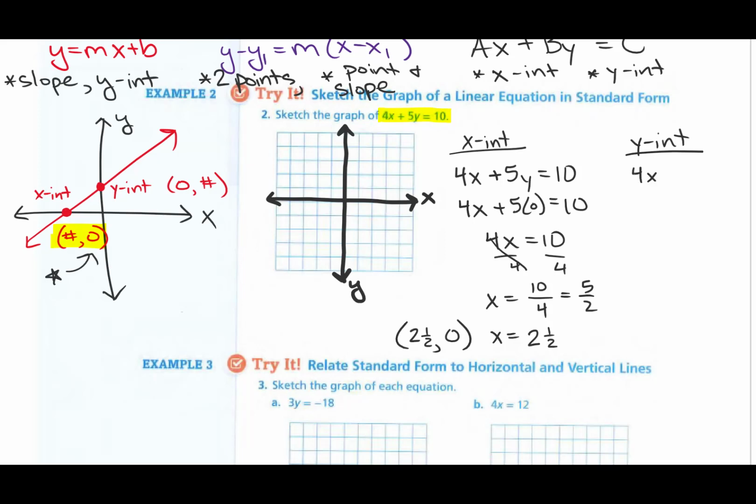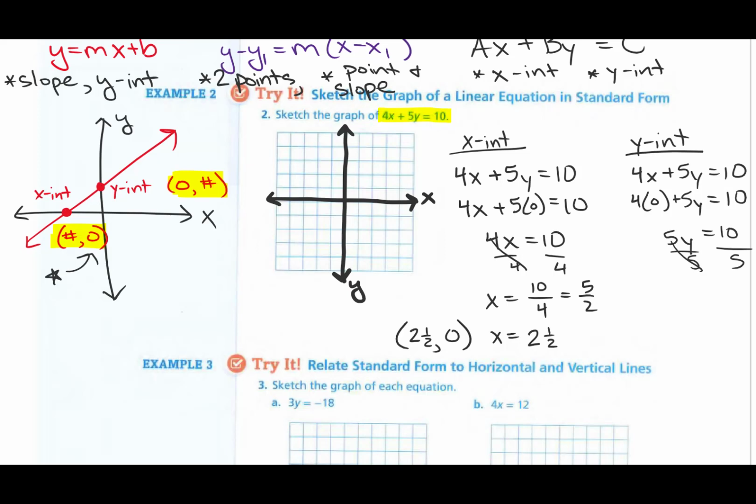So I'm going to start with the same equation, but instead for the y-intercept, now I have an x that's 0. So I'm going to plug in 0 for x. So 4 times 0 plus 5y is equal to 10. So 5y is equal to 10, divide by 5.